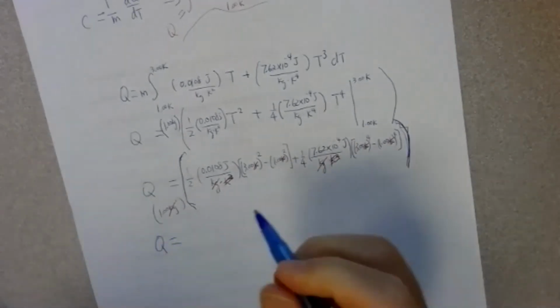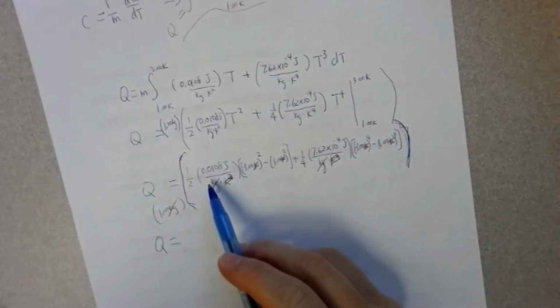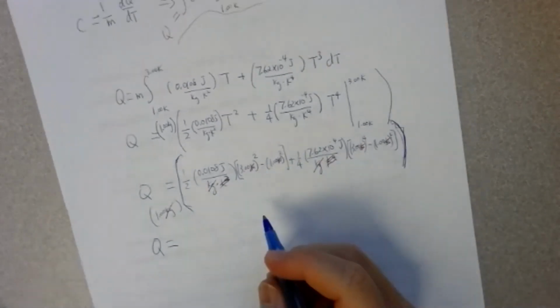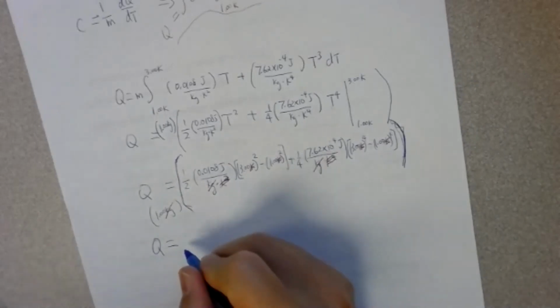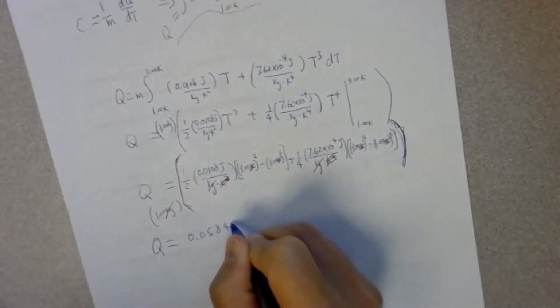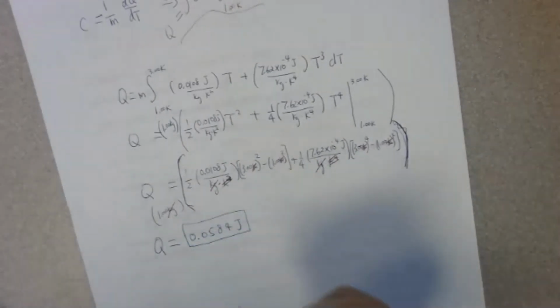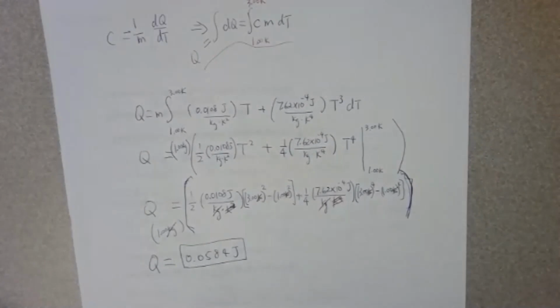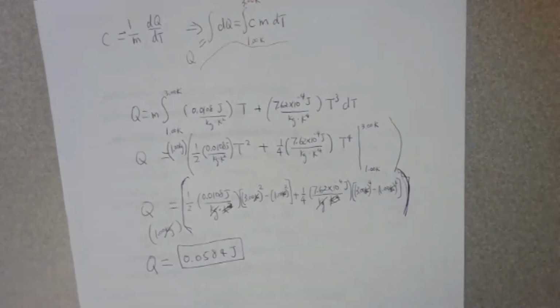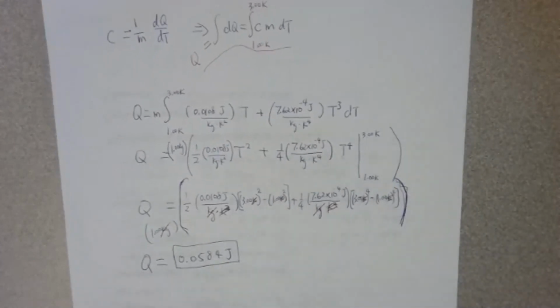So Q then equals, and you want to be careful plugging all these numbers into your calculators. But at the end, if you do everything correctly, this would be 0.0584 joules, okay? So that's the heat needed for increasing the temperature from 1 Kelvin to 3 Kelvin on the copper. I see the responses you guys submitted are all correct. So good job on that, guys. Any questions you might have?